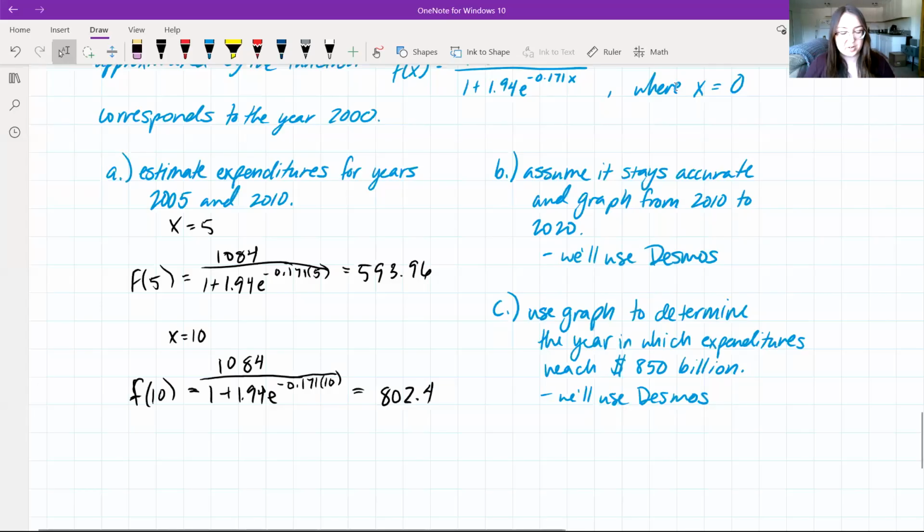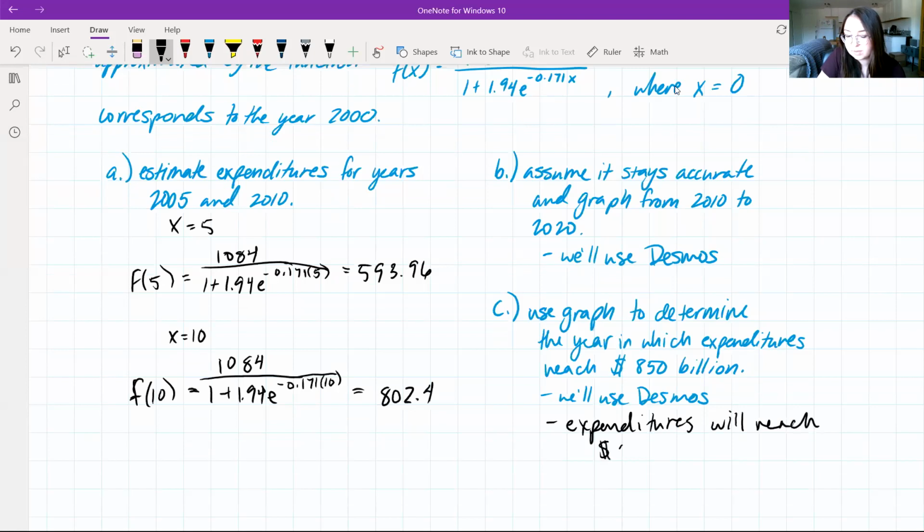All right, so now that we've graphed that in Desmos, we use the graph to determine the year in which expenditures reach 850 billion, and what we found was that expenditures will reach 850 billion in the year 2011.